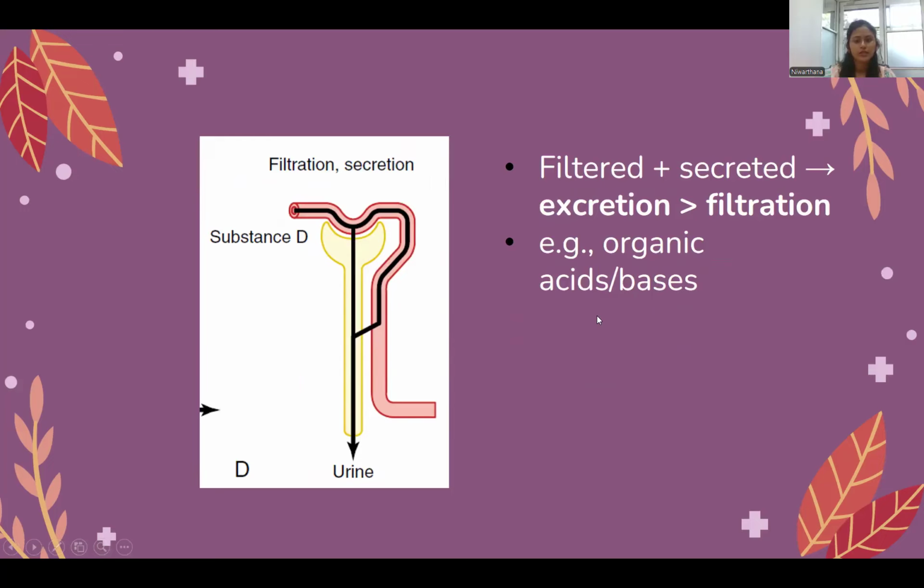There are some substances that, when filtered, are also secreted. So the excretion amount is more than the filtered amount. They are the organic acids and bases. When we want to excrete them and maintain the balance in the body, we secrete them, and the excreted amount exceeds the filtered amount.